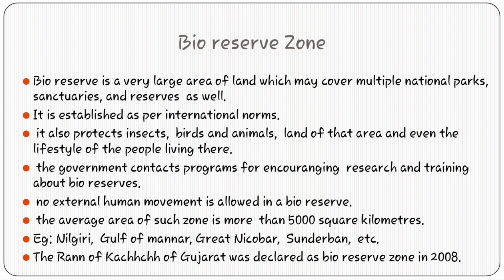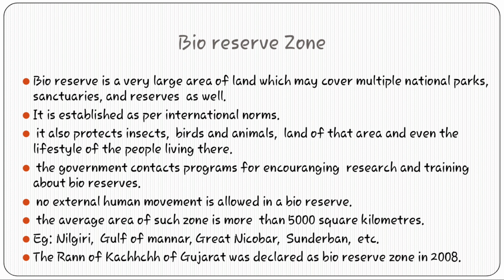For example, Ran of Kutch of Gujarat. This is the best example. This is a bioreserve zone. The Kutch people, they are living there. Government is taking care of that area, people of that area. Then whatever the land area, Ran of Kutch ka wo land area, that is also under the control of government. Then some special species of animals are living in the Ran of Kutch area, that you will see.